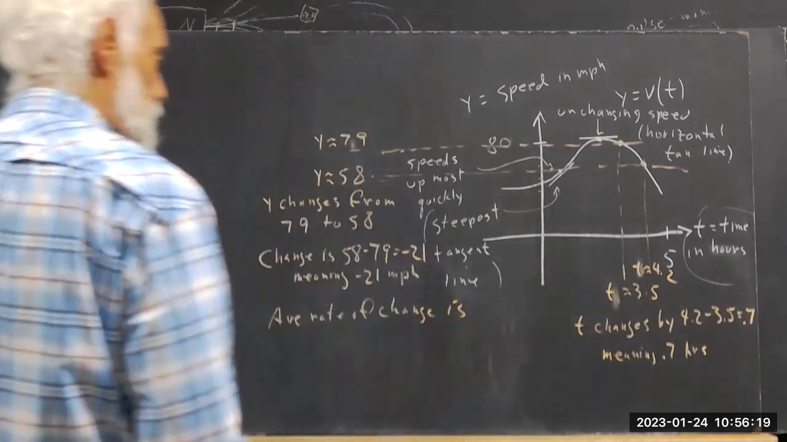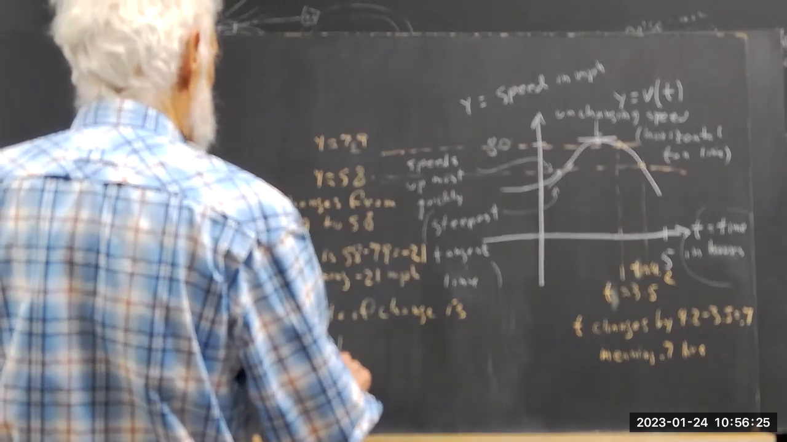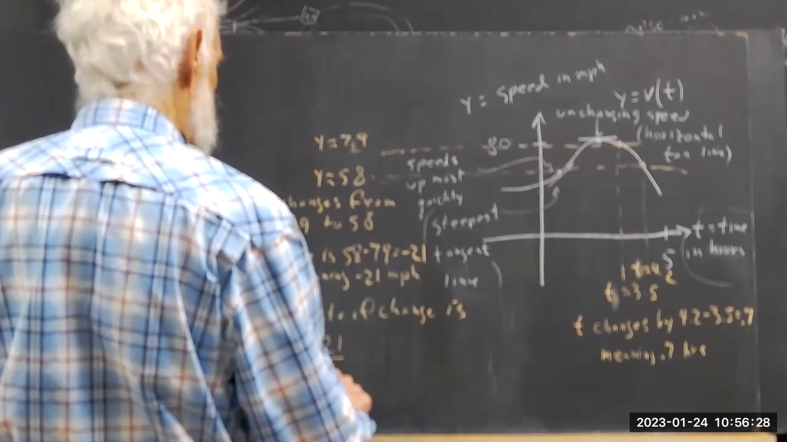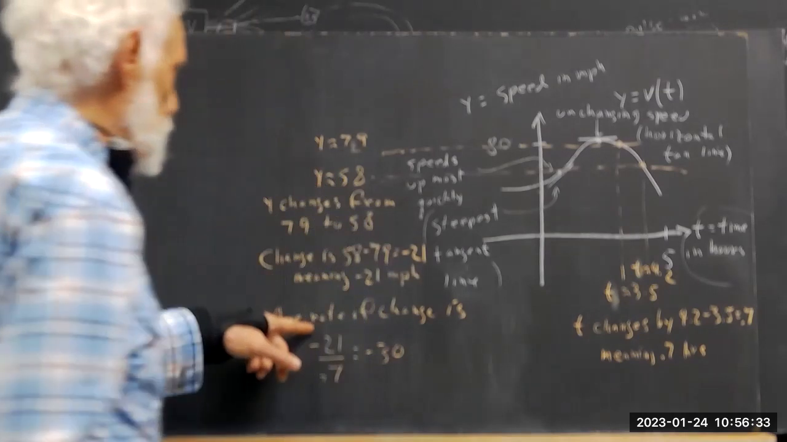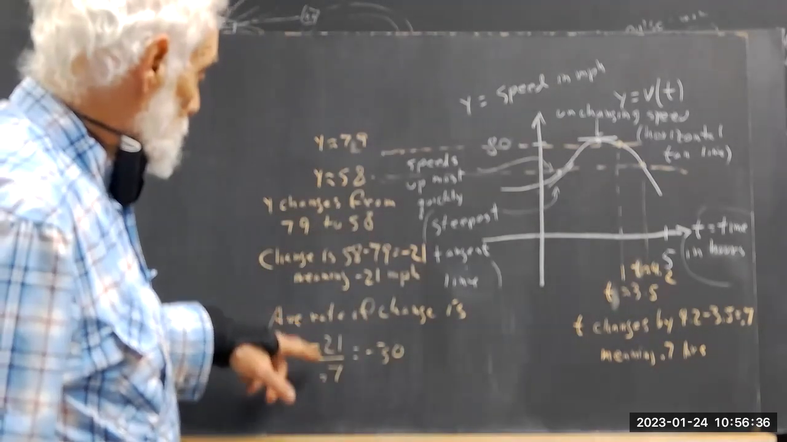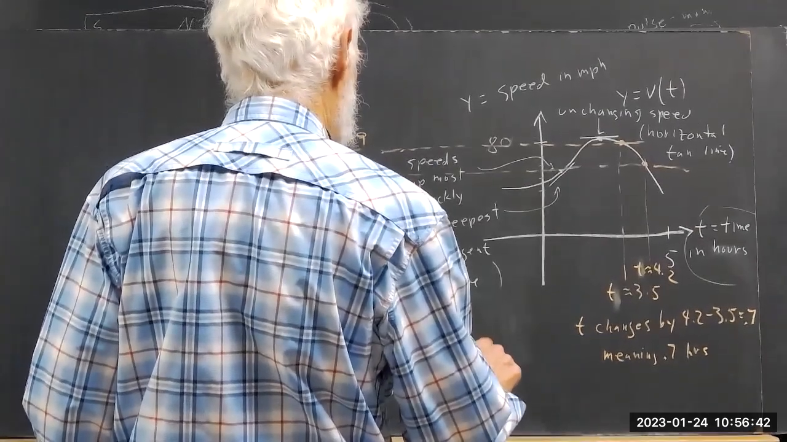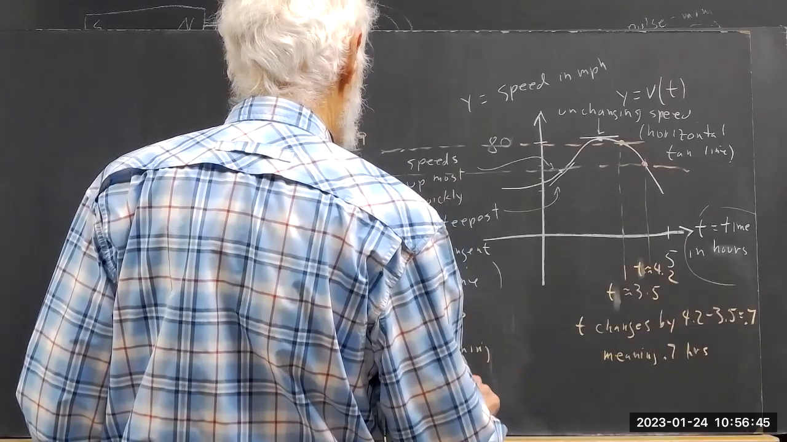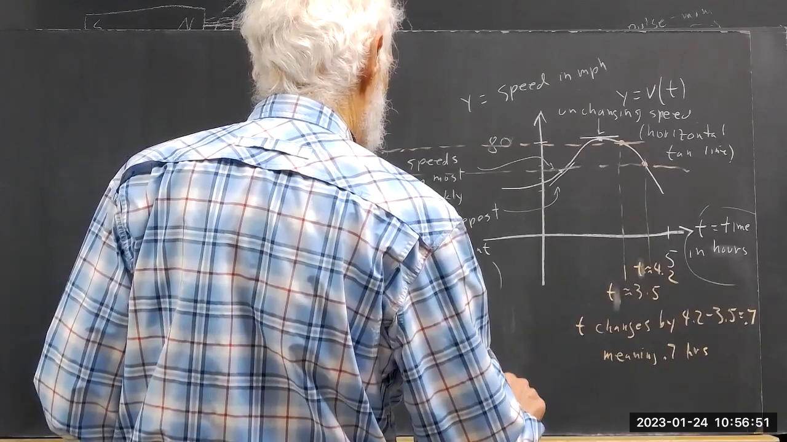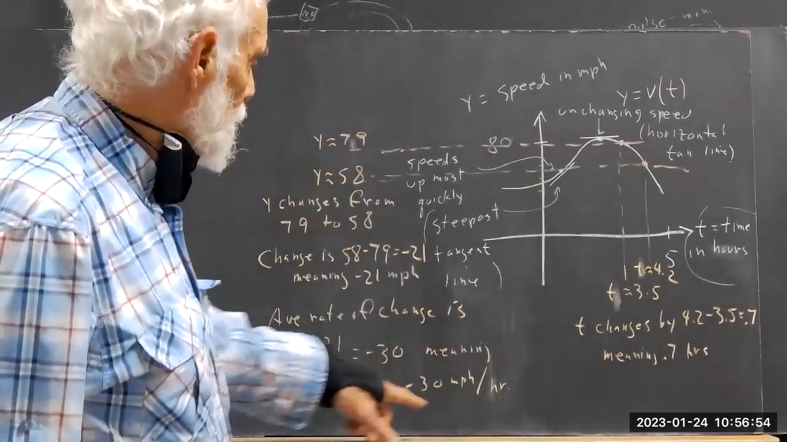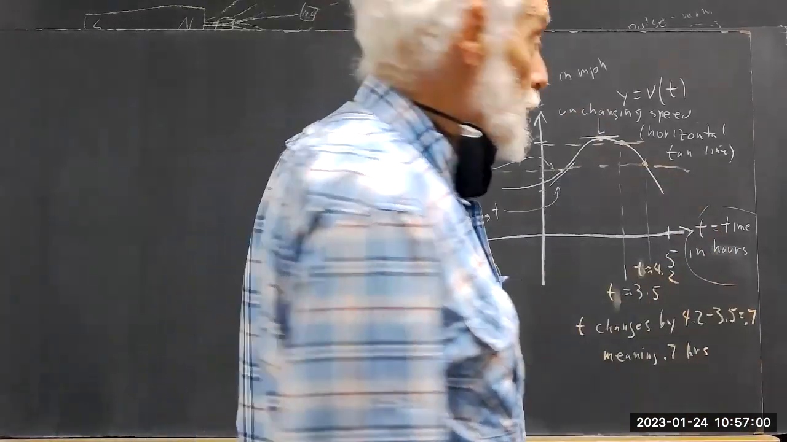There are more words I should put in this. I'm going to say the average rate of change is -21 over 0.7, meaning -21 miles an hour over 0.7 seconds. Of course, not 0.7 seconds, 0.7 hours, it's -30 miles per hour. That's how quickly we lose speed on the average.